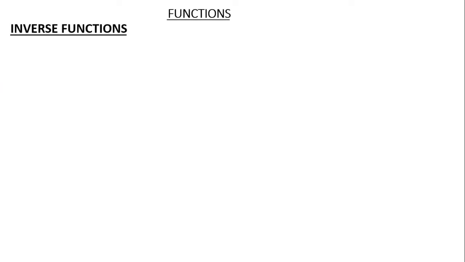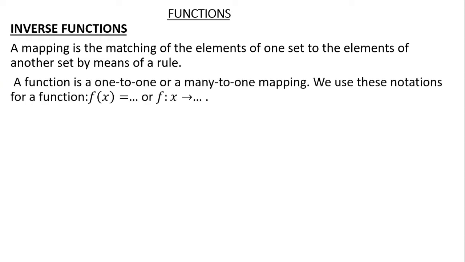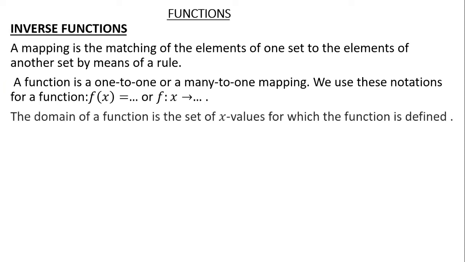Functions. Inverse functions. A mapping is the matching of the elements of one set to the elements of another set by means of a rule. A function is a one-to-one or a many-to-one mapping. We use these notations for a function.